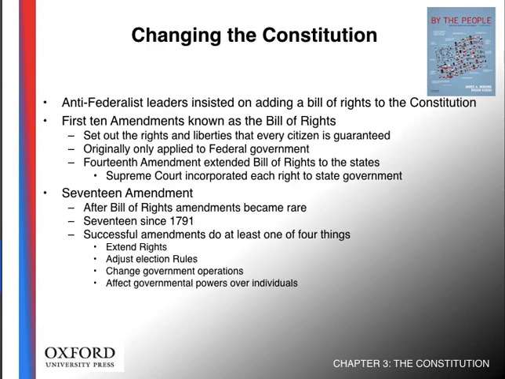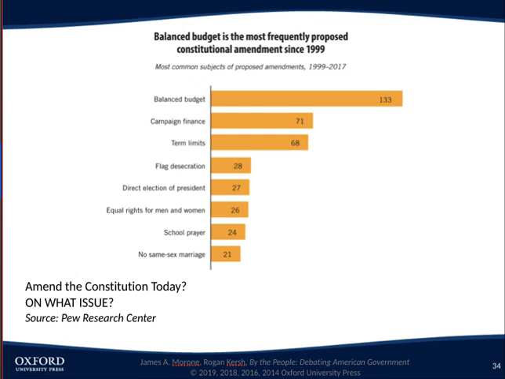But after it passed, we went straight into amending it. The Anti-Federalists insisted on adding the Bill of Rights to the Constitution, so the first 10 amendments are known as the Bill of Rights. It sets out our rights and our liberties, and the rights of the accused, and we'll go into those in a moment. After that, there have been 17 additional amendments, the most recent one, I believe, being about Congress being able to raise their salary. A lot of amendments to the Constitution have been proposed.